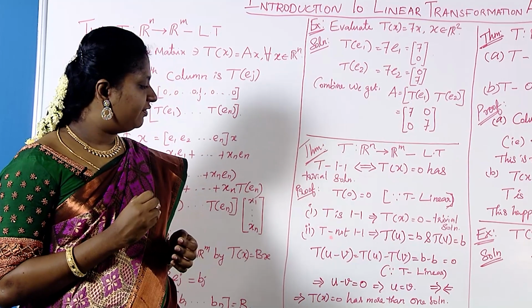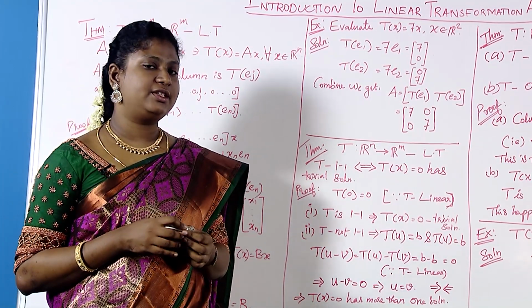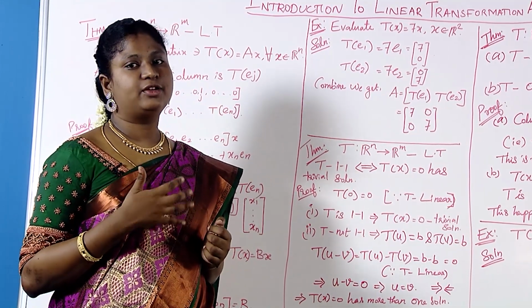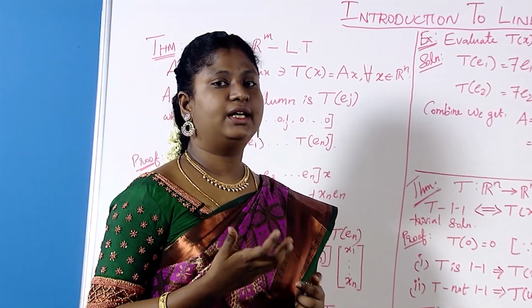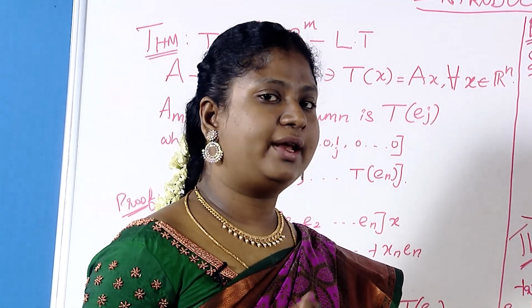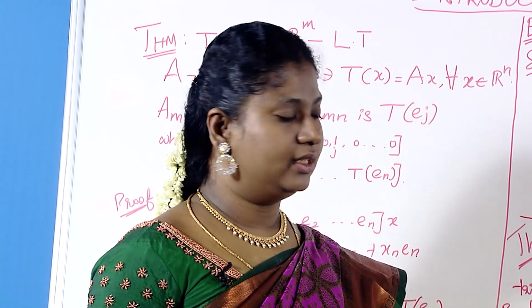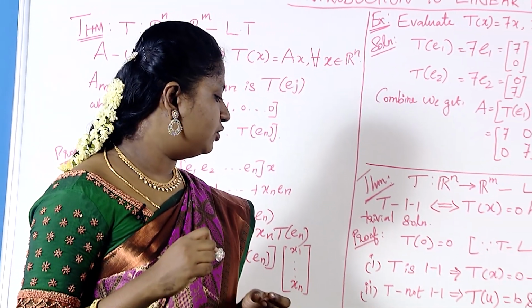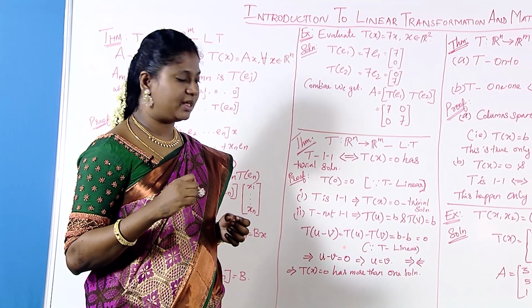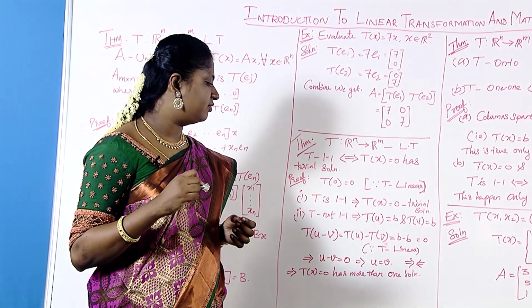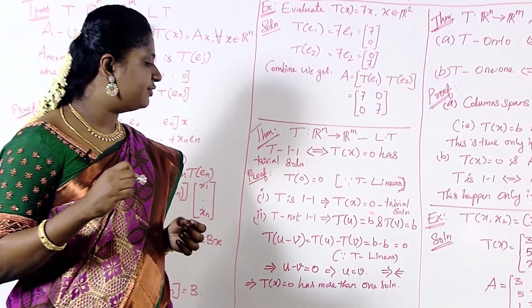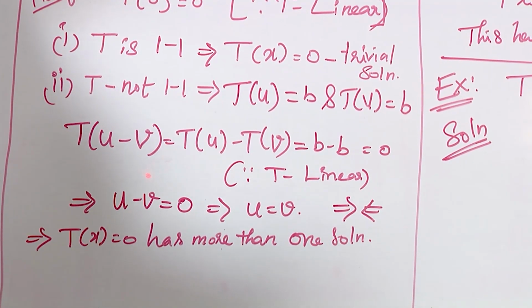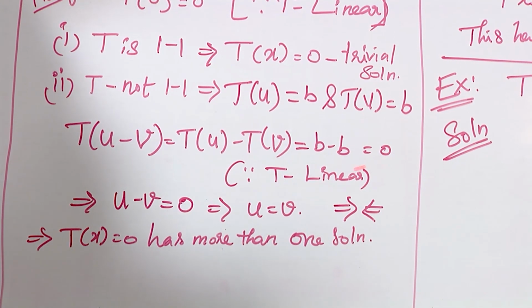The second one is, if T is not one-to-one, then there exists some b for which two different elements are mapped to b. Therefore, there exist u and v, where u is not equal to v, with T of u equal to b and T of v also equal to b. Therefore, if you consider T of u minus v, according to the property of linear transformation, this can be written as T of u minus T of v. What is the value of T of u? The value of T of u is b. The value of T of v is also b. b minus b gives 0. Therefore, T of u minus v is equal to 0.